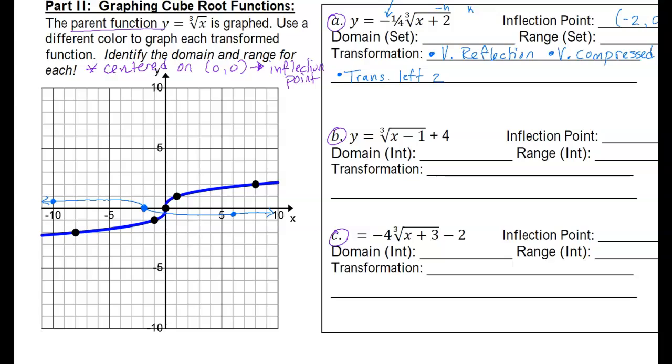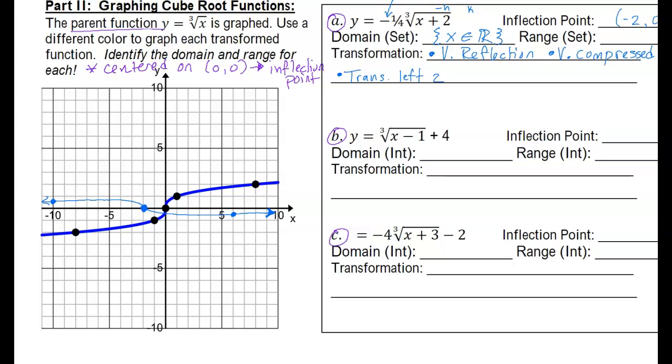What is our domain? What's our lowest x value? Negative infinity. And what's our max x value? It goes all the way up to infinity. So what is our domain? All real numbers. And in set notation, we write all real numbers by saying x is an element of all real numbers.